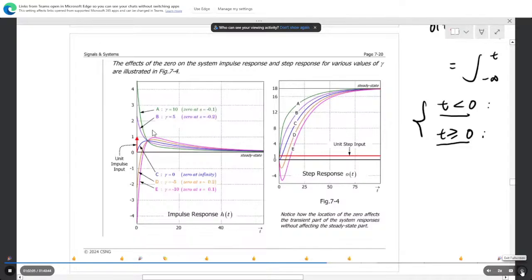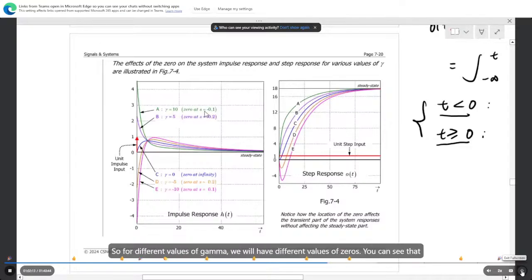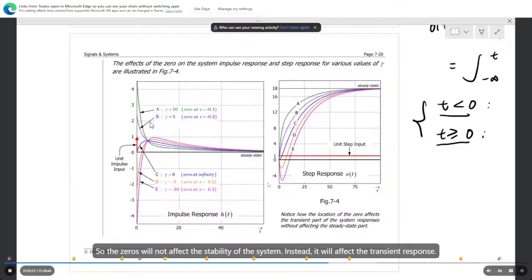Okay, so now let's look at the graph here. We can see that we have set different values for gamma here. So for different values of gamma, we will have different values of zeros. You can see that the transient response will be different if we change the value of the zeros. So the zeros will not affect the stability of the system. Instead, it will affect the transient response.